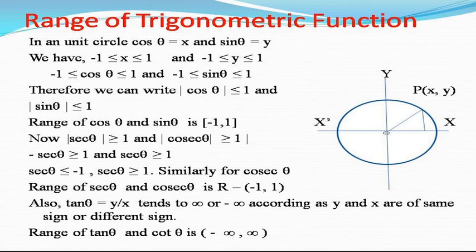Now, if cos theta is equal to x and sin theta is equal to y, then tan theta is nothing but y by x and cot theta is nothing but x by y. Now you see here, the value of tan theta tends to plus infinity or minus infinity whenever x tends to 0. If y and x are of the same sign, it will be plus infinity. If they are of different sign, it will come out as minus infinity. Therefore, the range of tan theta is the open interval minus infinity to plus infinity. Also, the range of cot theta is minus infinity to plus infinity.